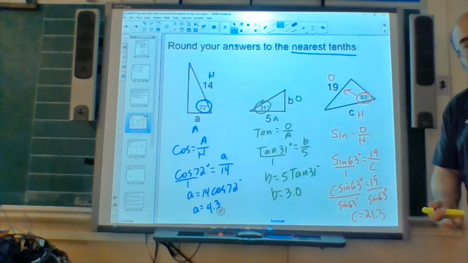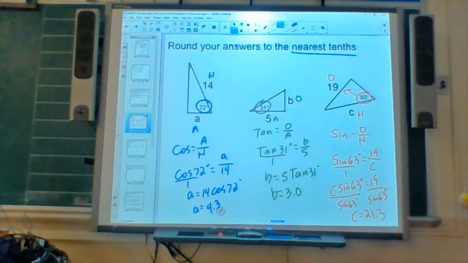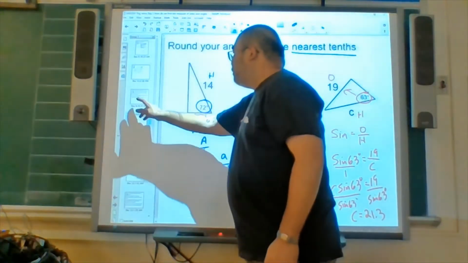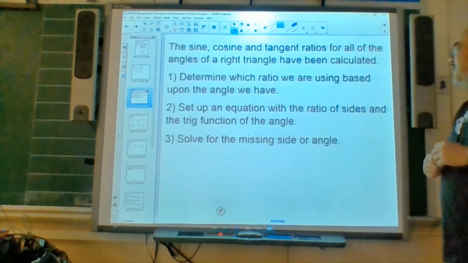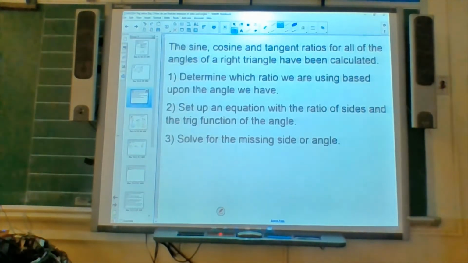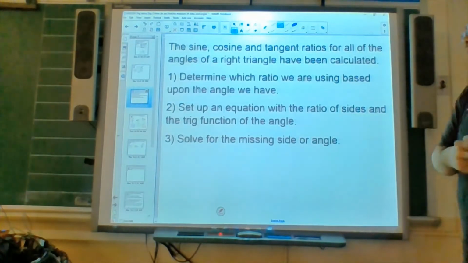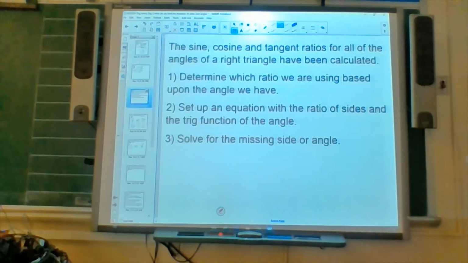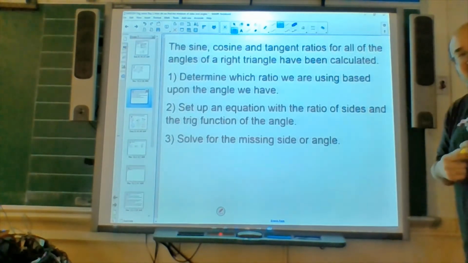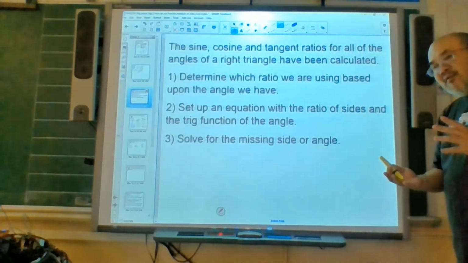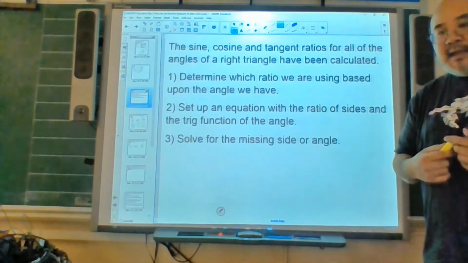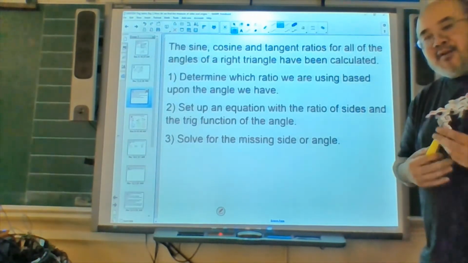In general, when trying to find measures using trigonometry, we follow the following rules. The sine, cosine, tangent ratios are used with right triangles. So determine which ratio we're using based upon the angle we have. Like we did, we found the angle, we found what sides we had, and based upon that we said, okay, we're going to use a particular ratio, in this case sine, cosine, or tangent. We set our equation based upon this ratio, and then of course we solve for the missing side or angles. Now I say side or angles because sometimes we'll be looking for angle measures. And when we do that, we'll be using our sine inverse, cosine inverse, tan inverse.